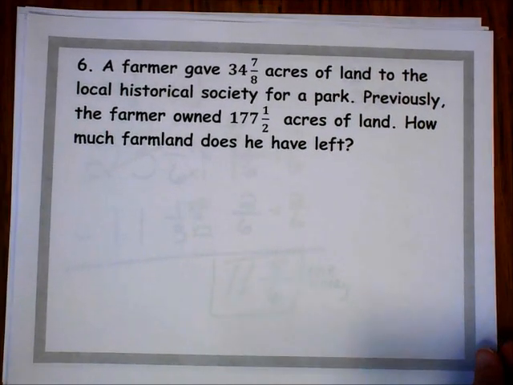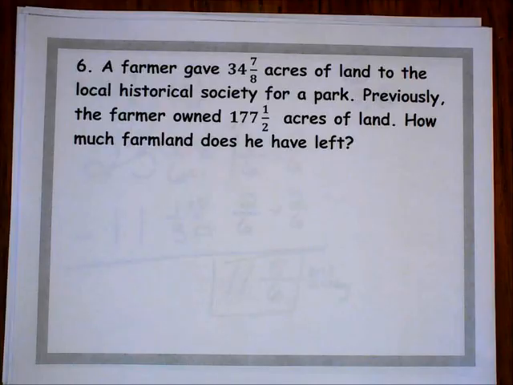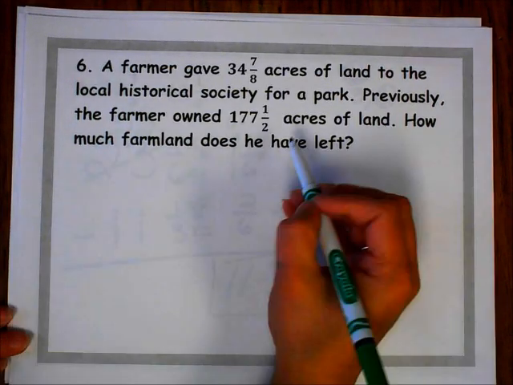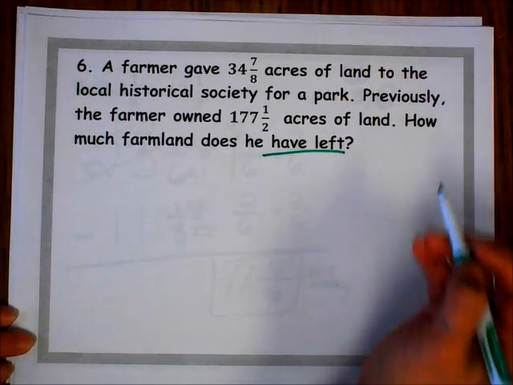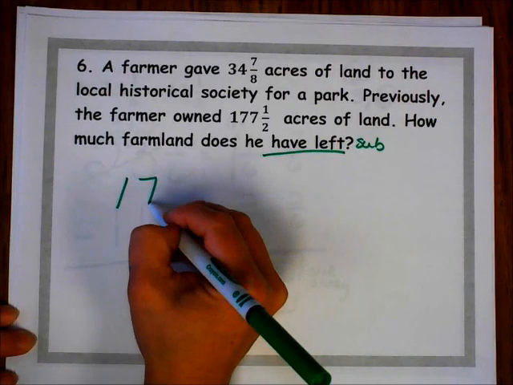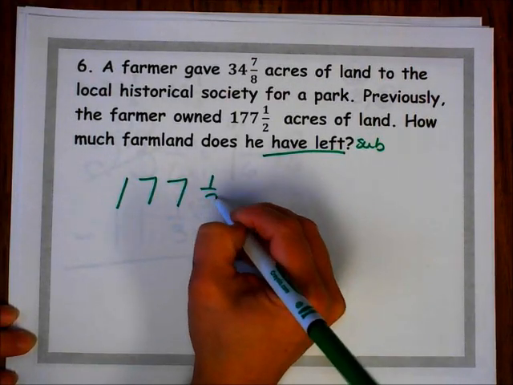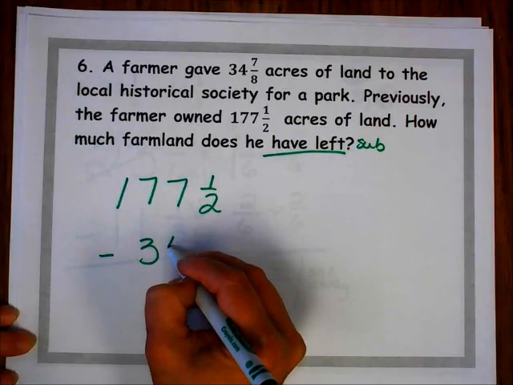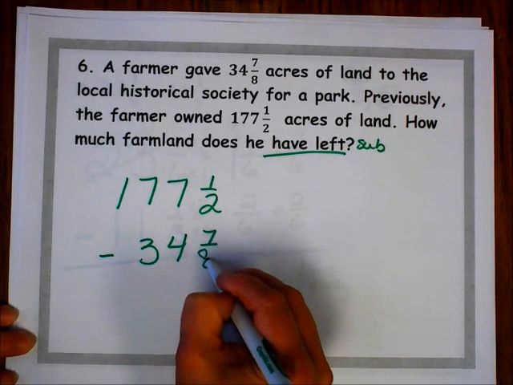Let's look at number 6. A farmer gave 34 7/8 acres of land to the local historical society for a park. Previously, the farmer owned 177.5 acres of land. How much farmland does he have left? If I want to know how much he has left, we're going to have to subtract. So that's 177.5 minus 34 7/8.